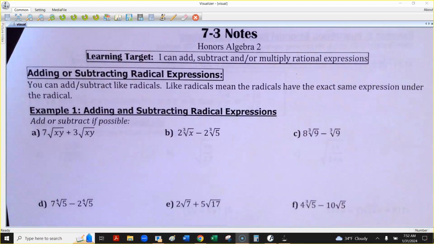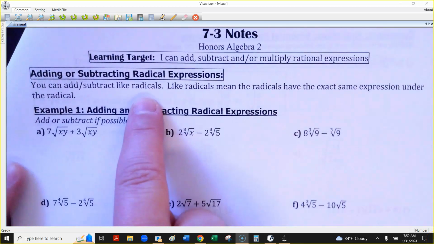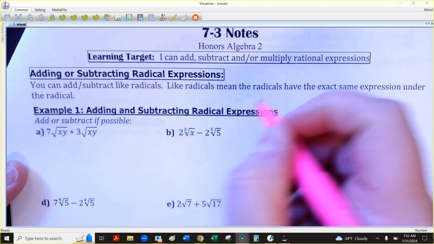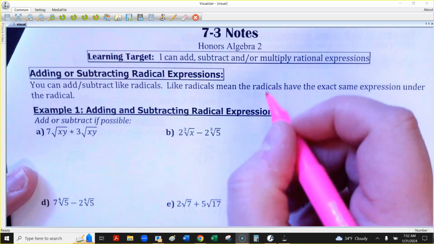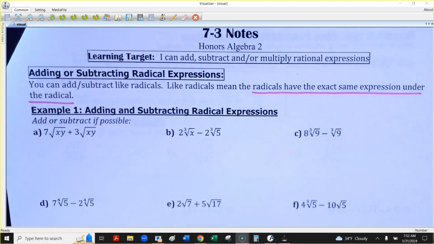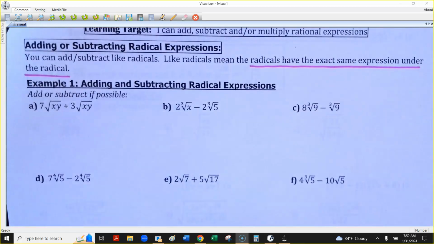There, it just says you can add or subtract like radicals. So like radicals, it's basically what it is: the radical has to have exactly the same expression underneath, and they have to be the same type. So I can't add a square root and a cube root, but you can add two square roots as long as they have exactly the same thing underneath the square root. Or you could add or subtract two cube roots as long as they have exactly the same thing under the cube root. So what you do here, I promise this is not hard.